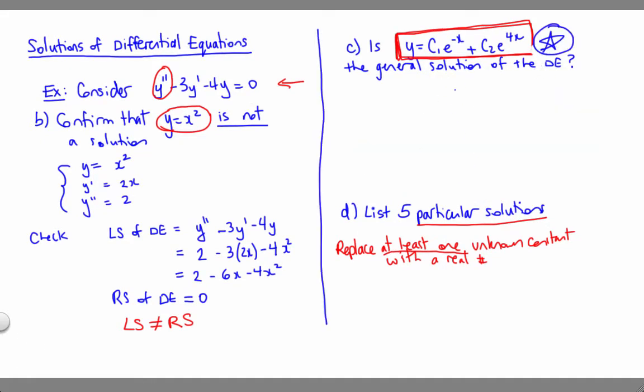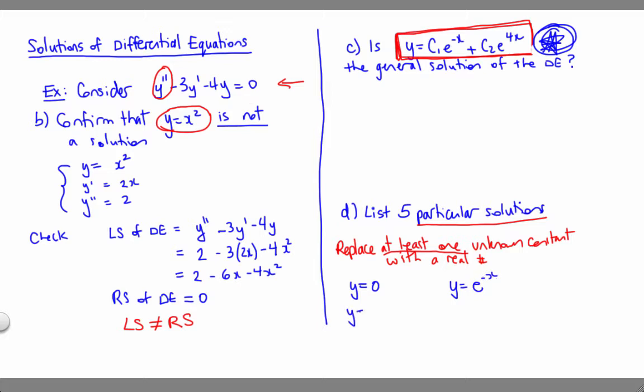So just for clarity, I've removed some of our work from part C, and I've just put a star beside this general solution so that we can look back up at it. All right, so probably the simplest particular solution, we could let C1 and C2 both be 0, and we'd have the particular solution y equals 0. Next simplest thing we could do, maybe we could let C1 equal 1 and C2 equal 0. So that would give us the solution y equals e to the negative x.